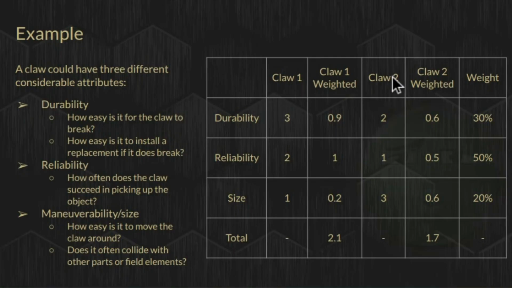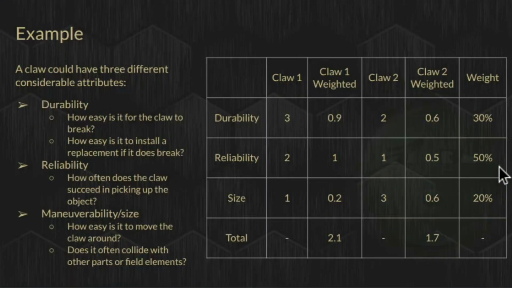So as you can see over here, we have 2 possible designs for the claw. Claw 1 has a durability score of 3, reliability score of 2, and a size of 1. So that doesn't mean it's the smallest, that means that its size is the least optimized. And then for Claw 2, durability, we give it a score of 2 out of 3, reliability 1 out of 3, so it's not very reliable, but it's very maneuverable. However, this is also a weighted decision matrix. So durability, that was the second most important, obviously, and it was given a weight of 30% in comparison to the other two.